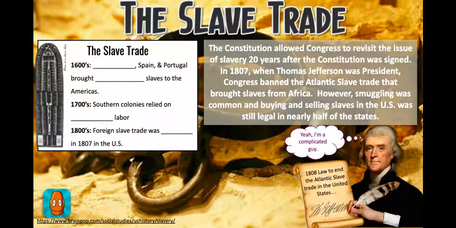So in your notes packet where it says slave trade, a little timeline of the slave trade: in the 1600s, Britain, Spain, and Portugal brought African slaves to the Americas. In the 1700s, the southern colonies started relying on slave labor. And in the 1800s, foreign slave trade was banned in the US. But just because it was banned didn't mean that it didn't happen. Buying and selling slaves was still legal in nearly half the states.